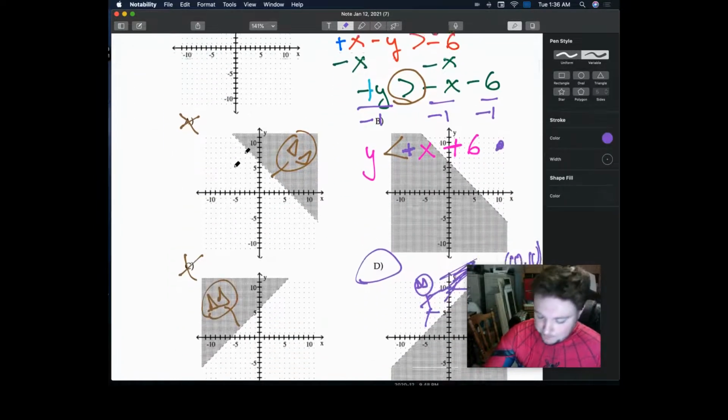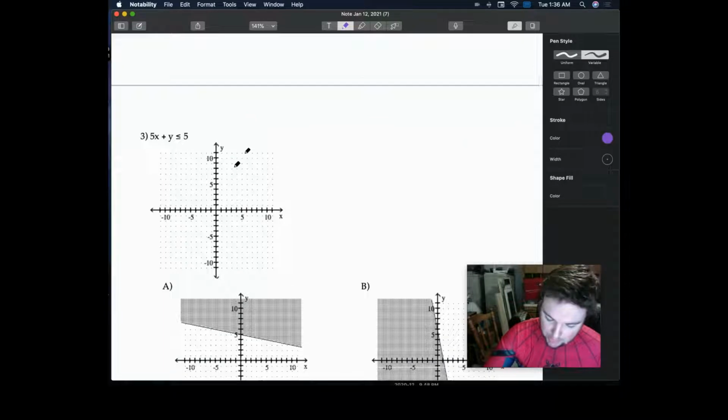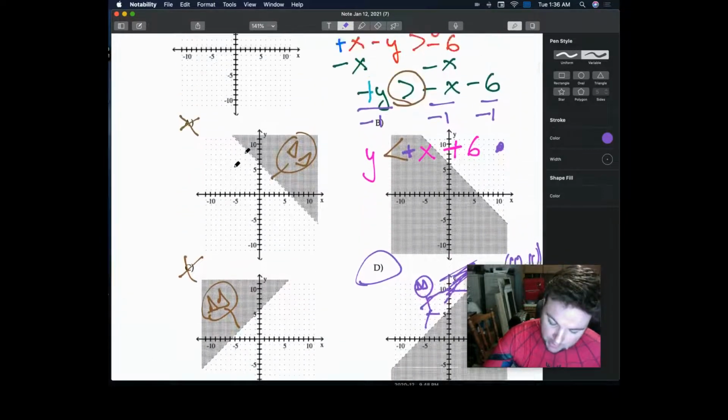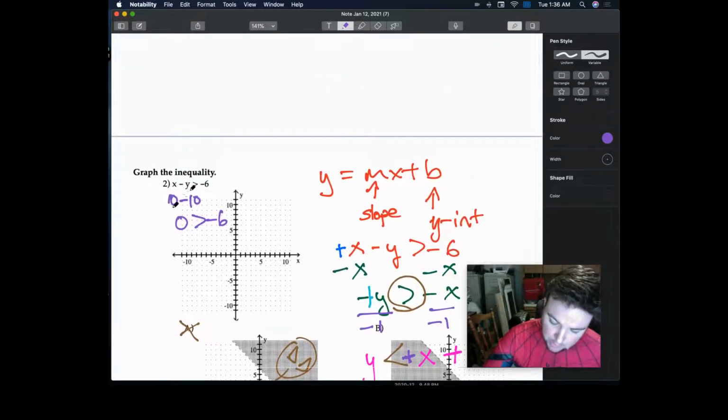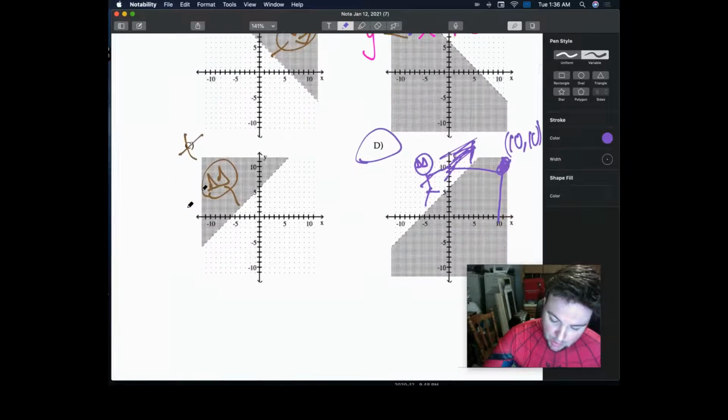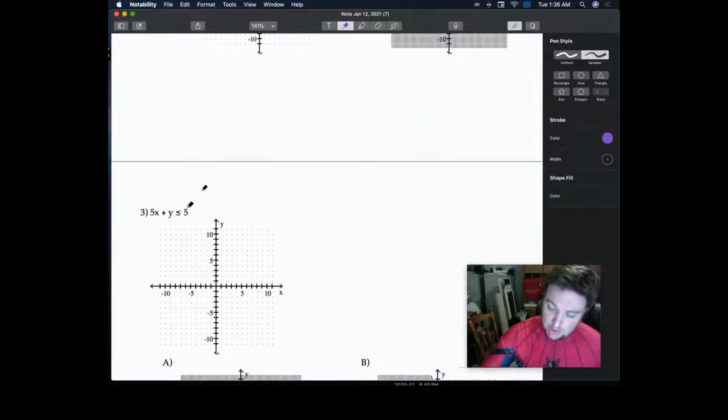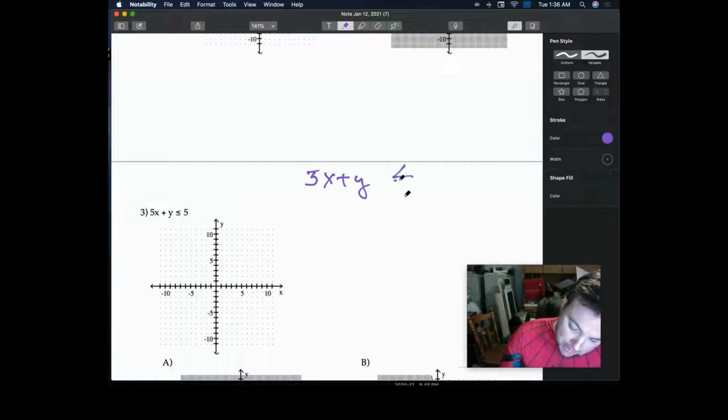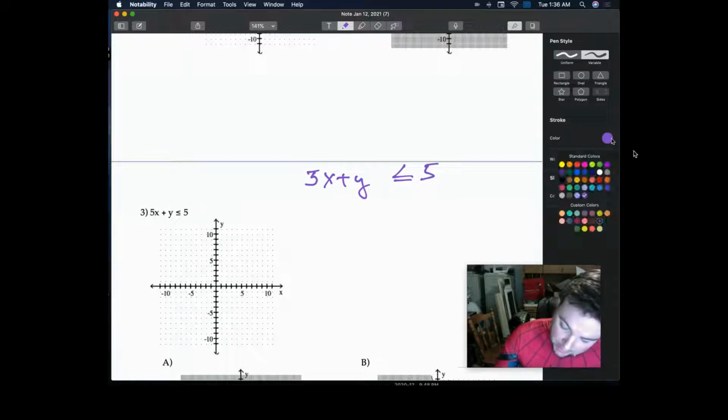Let's move on. The next one, number 3, is 5x plus y is less than or equal to 5. Hopefully you're thinking, oh, this isn't too bad. We know that in the previous one, it's the same thing. We just have to get y by itself. In fact, I think it's actually going to be easier. So let me rewrite this. We have 5x plus y is less than or equal to 5. Just like before, the goal is to get y by itself. So here it's really easy.